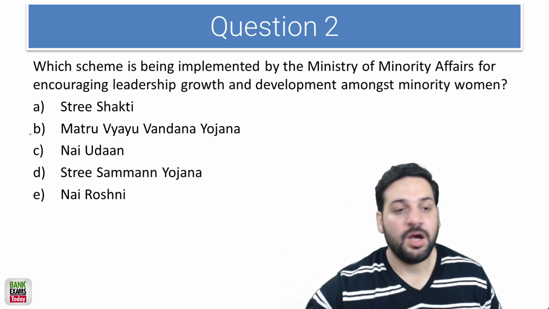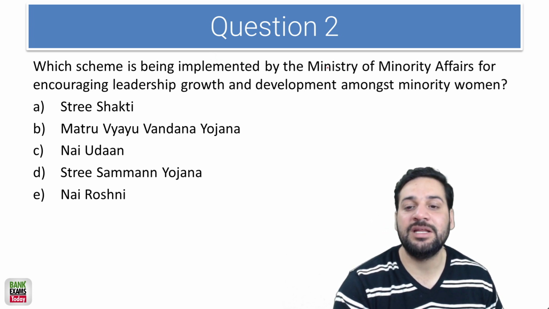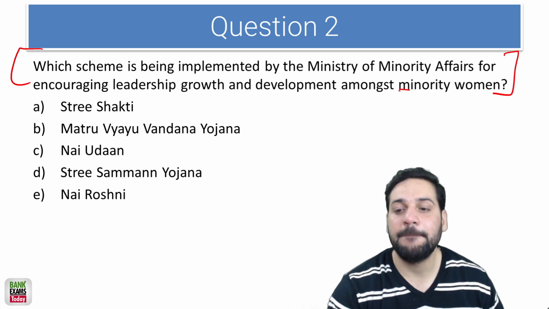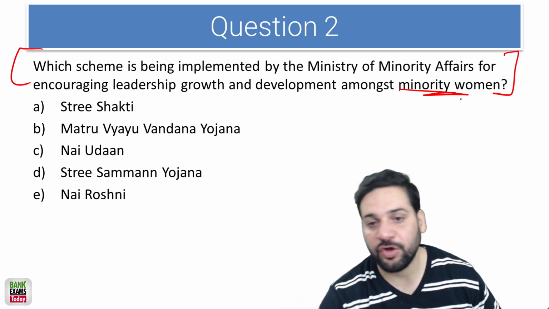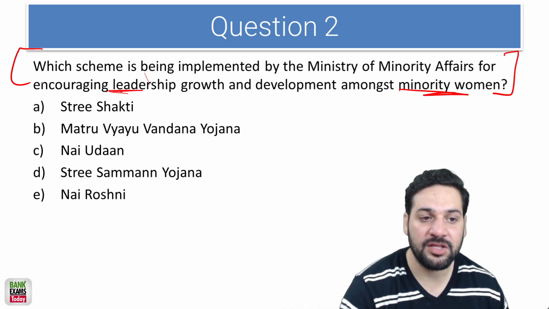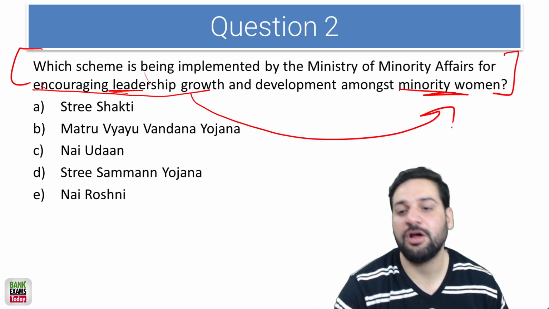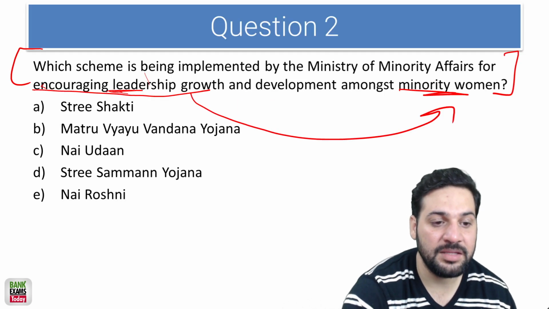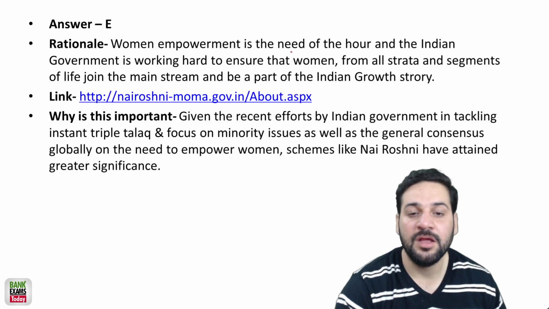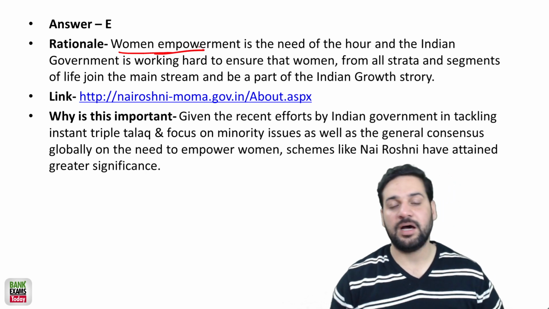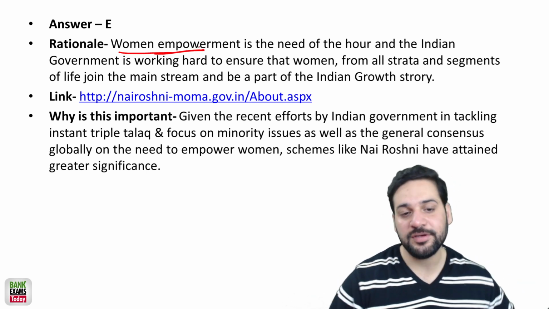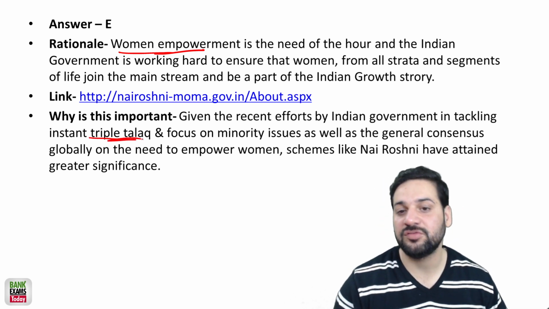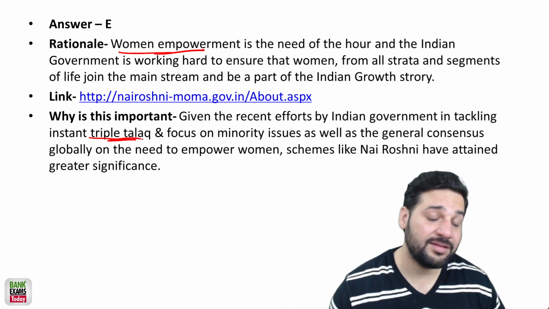Okay. Which scheme is being implemented by the Ministry of Minority Affairs for encouraging leadership growth and development amongst minority women? Very, very important. This is the scheme: Nai Roshni is the name of the scheme. Women empowerment is the need of the hour, and the government wants the votes of Muslim women and others. The triple talaq was in the news, and a lot of such issues were in the news. So that, I can say, is even a need of the day.